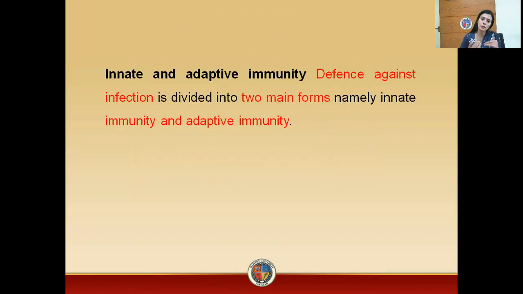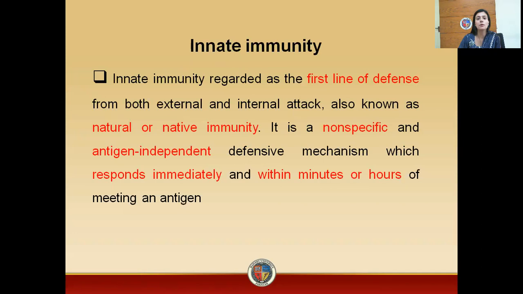You can categorize immunity into two main divisions: innate immunity and adaptive immunity. In this lecture, we will discuss what is innate immunity. Innate means already present in you, so it is also known as natural immunity or native immunity. It is actually the first line of defense against the external agents. So you can say that this is non-specific and antigen-independent immunity.